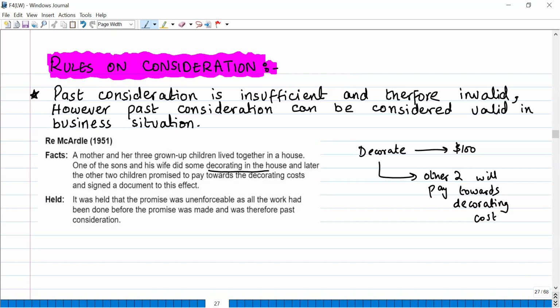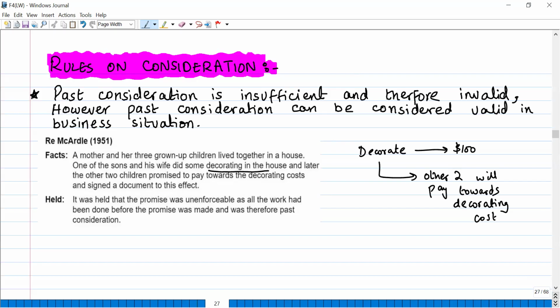So the other two who promised that they will pay and then refused were not held accountable. That is why the consideration should not be made in the past. Past consideration is insufficient and invalid. Those who incur the decoration expenses should first take the promise from the two sons as well, and then perform the act. Then the consideration would not be past, because their act was done after an agreement. So that is not a past consideration.